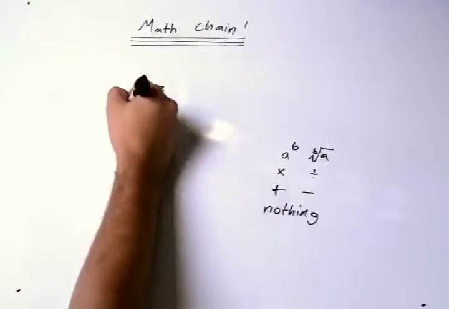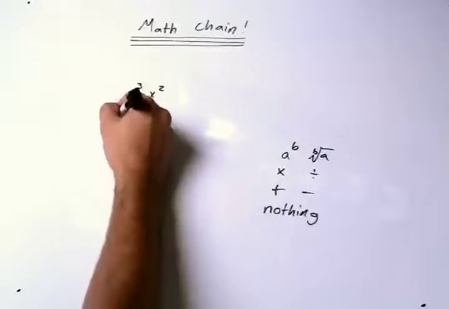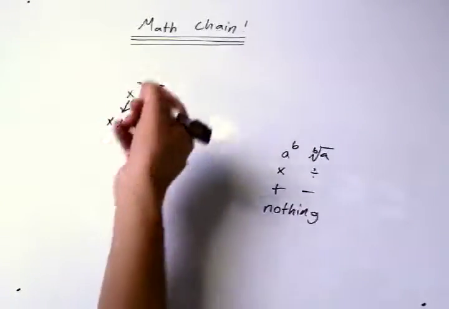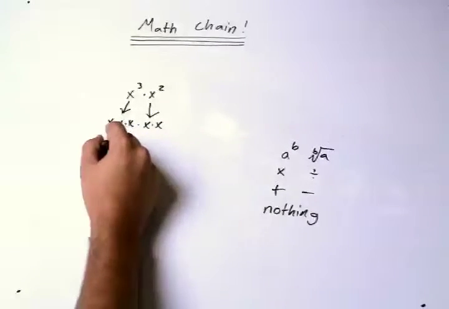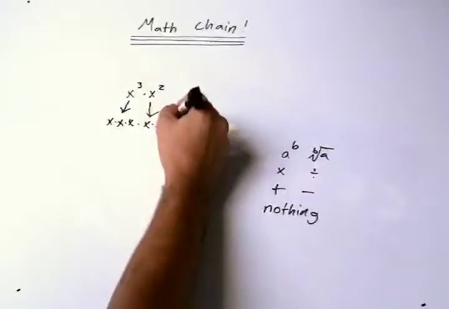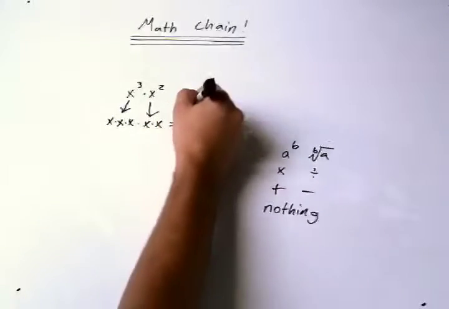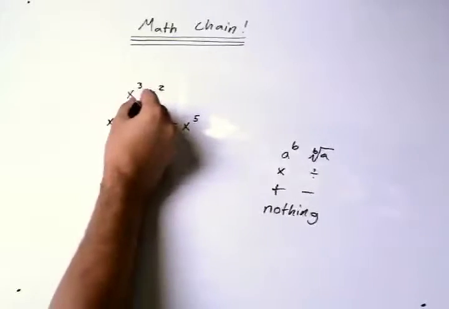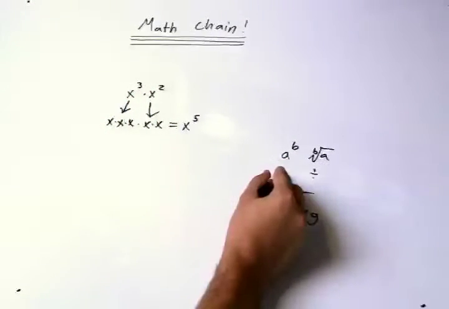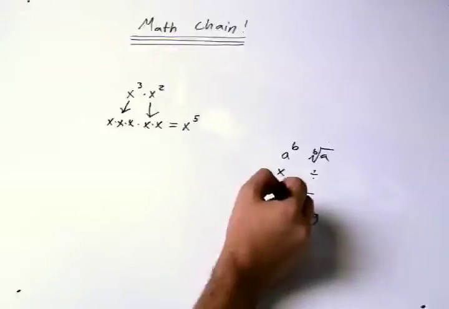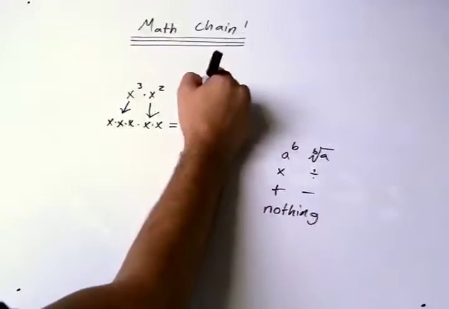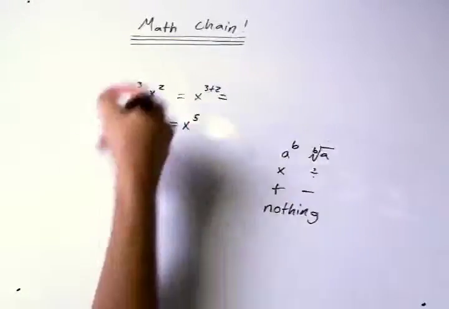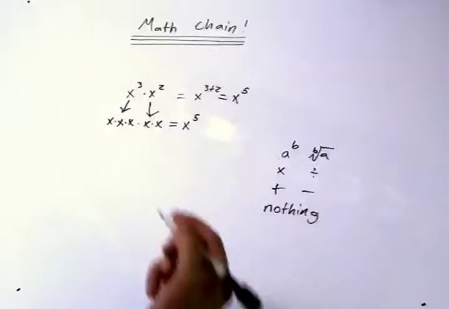Looking at this, a lot of times I like to expand it. This turns into x times x times x. This turns into an x times x. And if I were to count them all together, I would have 1, 2, 3, 4, 5, which I can recondense to say x to the 5th power, meaning x times itself 5 times. Notice that this is a multiplication, which means I should go one step lower in the math chain. I should add my powers. It should be x to the 3 plus 2 power, which I can simplify to x to the 5th power.